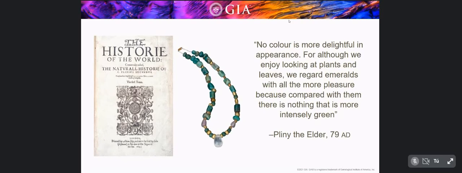And he had this quote that says, "No color is more delightful in appearance, for although we enjoy looking at plants and leaves, we regard emeralds with all the more pleasure because compared with them, there's nothing that is more intensely green." And I really like this quote because he's basically saying, emerald is the greenest of all greens in the entire world. It was the embodiment of green to the ancient Romans.